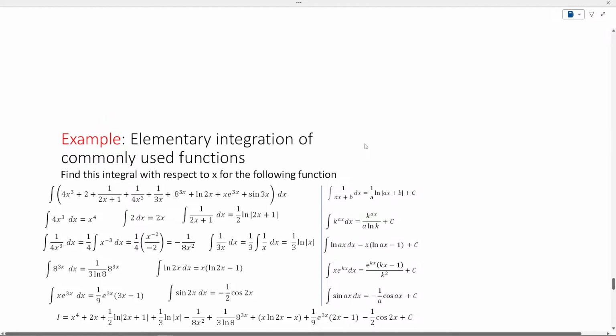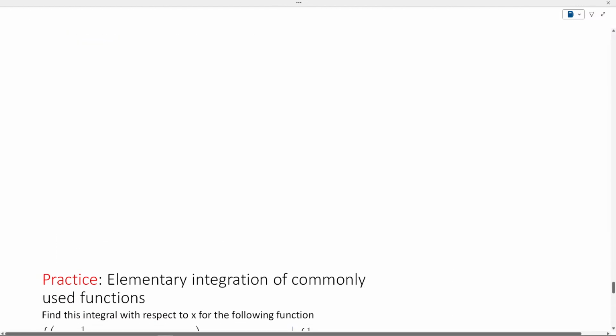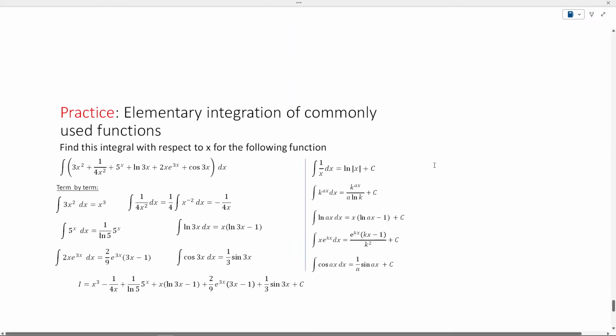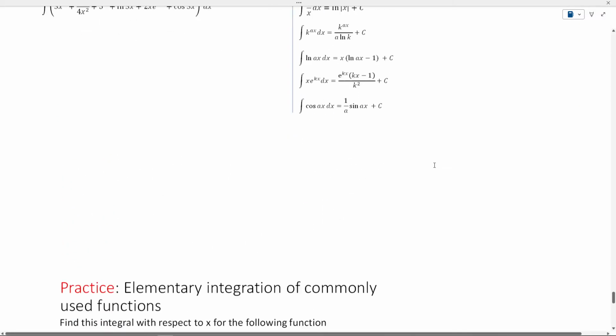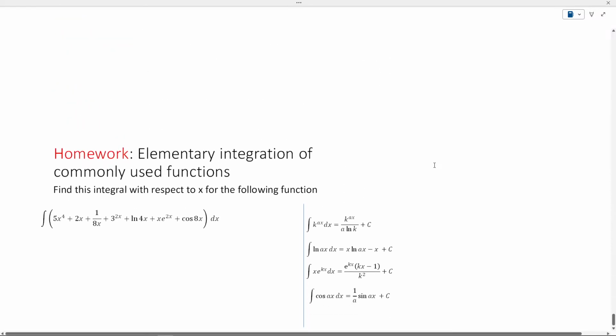Okay, so that is it. Let me delete this. I already showed you. So this is the practice problem. I will solve this in the tutorial, so try to solve it on your own. This is the solution. This is the homework problem. Again, easy, simple stuff. So that's all for this video, and see you in the next video.